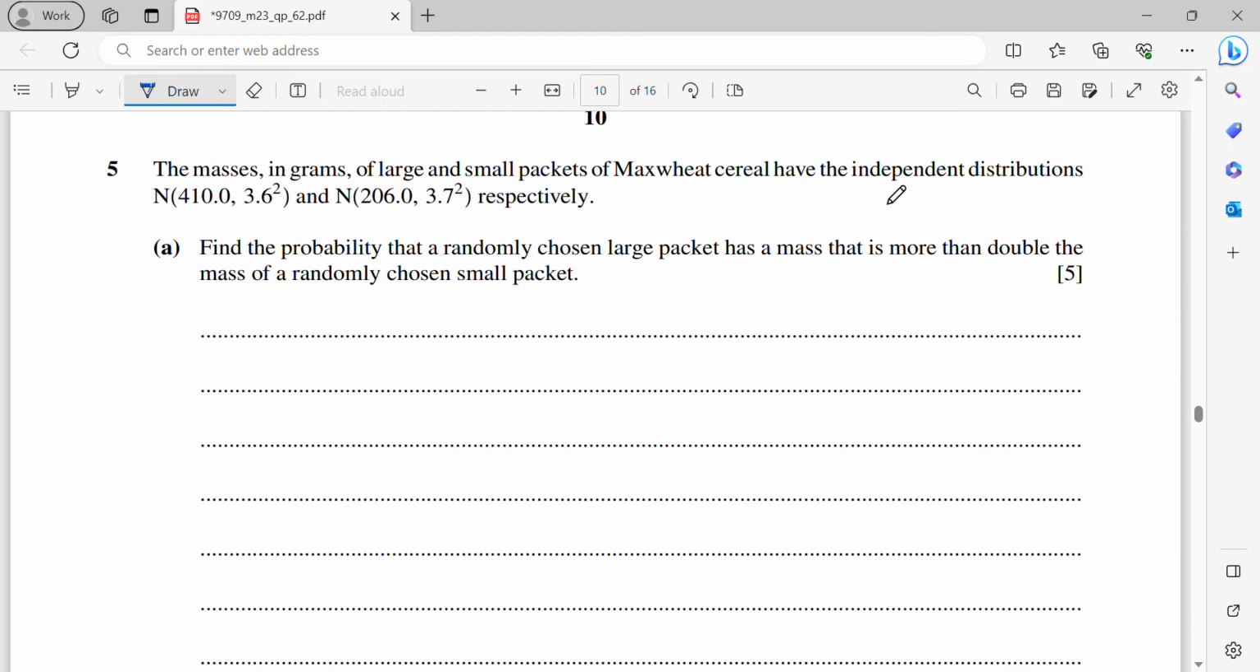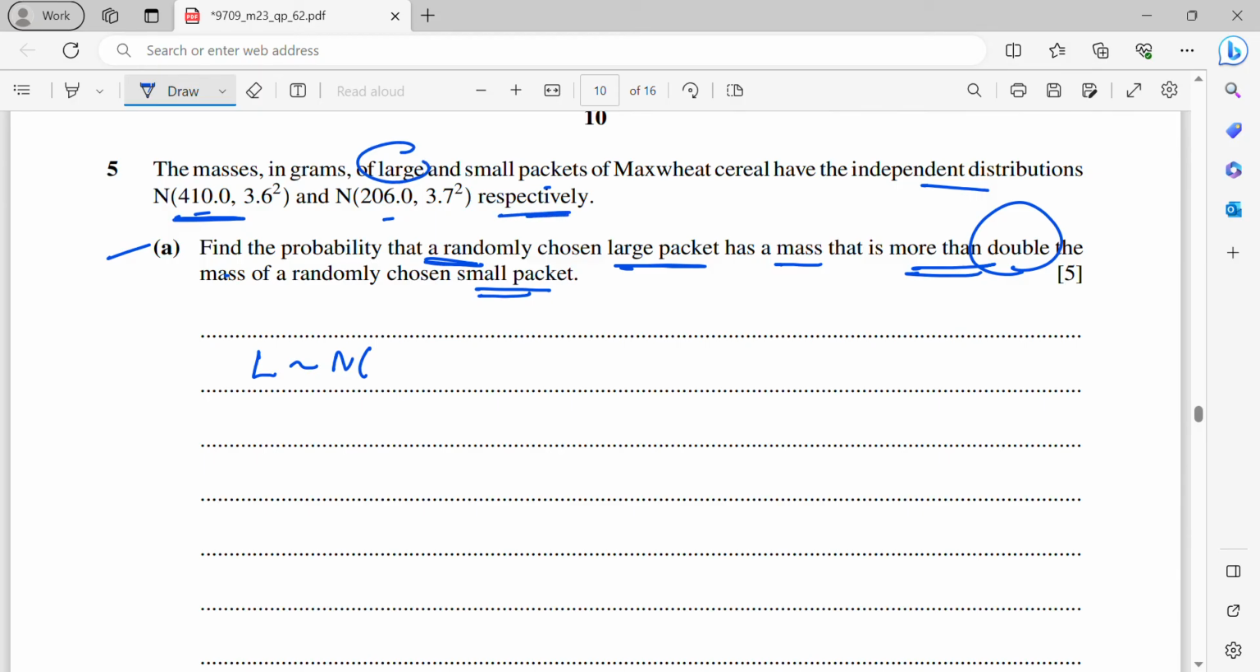Okay, question number 5. The masses in grams of large and small packets of Maxwell cereal have independent distributions. Both are normally distributed. Now A, find the probability that a randomly chosen large packet has a mass that is more than double the mass of a randomly chosen small packet. I will define the large packet as the first one, because it's mentioned large and small respectively. So the first one is going to be large.